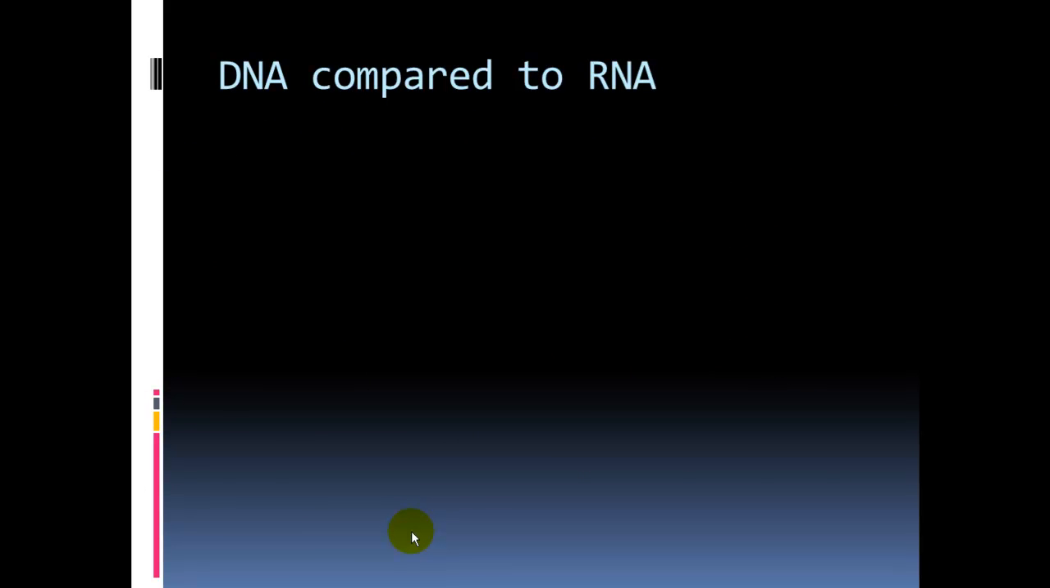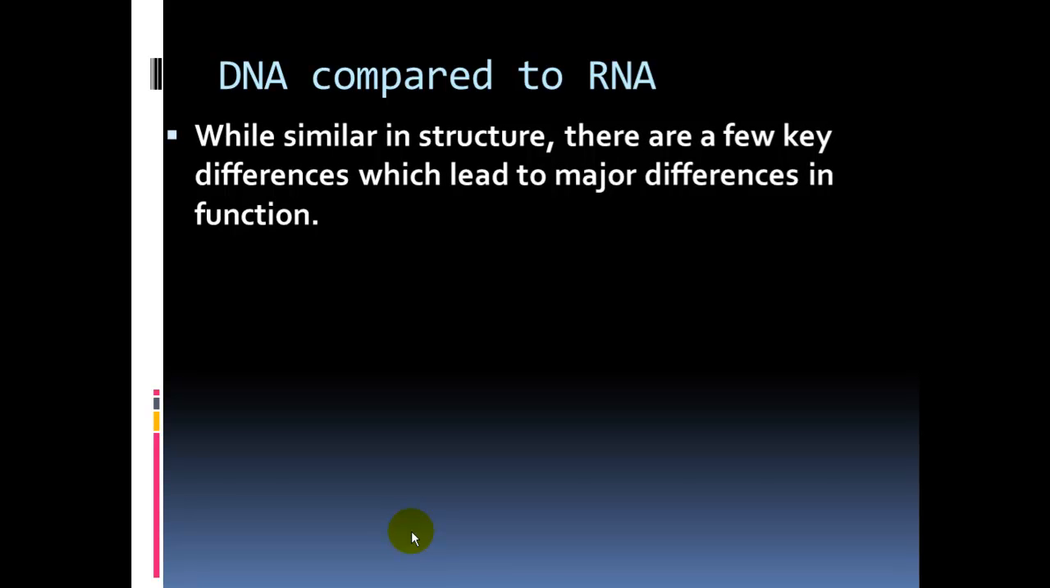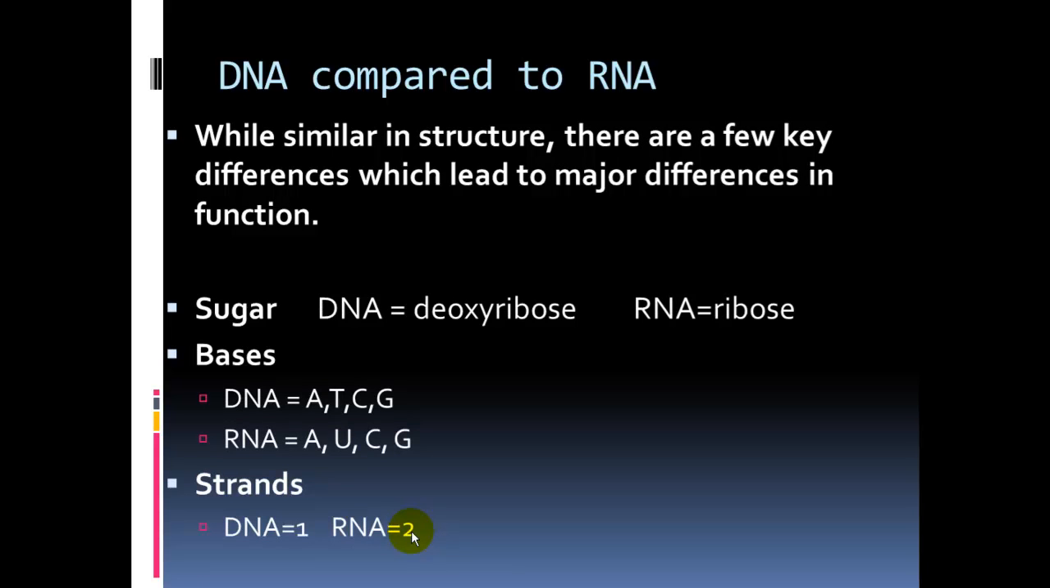Last little topic to hit on, to review, this was Unit D, DNA. We compared DNA to RNA. Although they are quite similar, they have some very specific differences that we should be aware of. We should also be able to recognize these differences in diagram form.